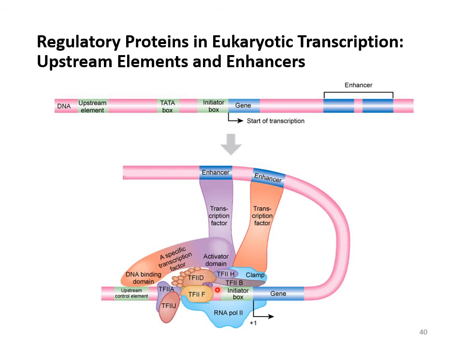Remember that in eukaryotes, you can't have transcription without all of these transcription factors, which are not necessary in prokaryotes because, again, what do prokaryotes have? They have the sigma subunit to take care of all of this.